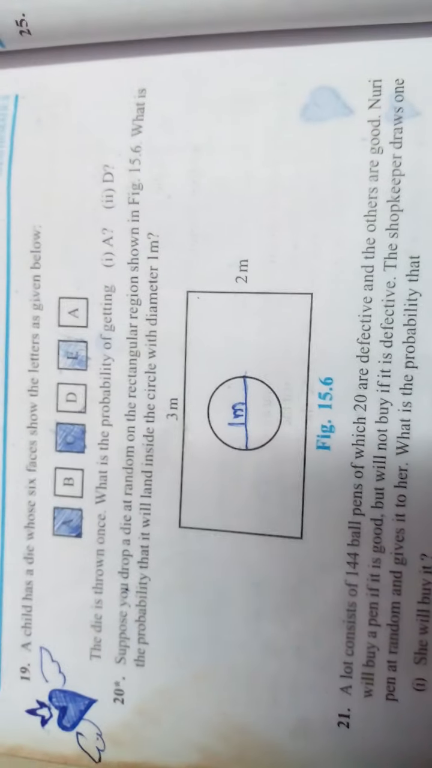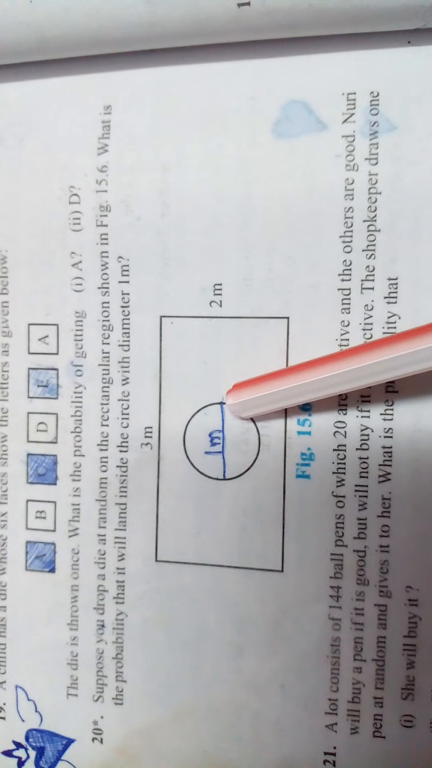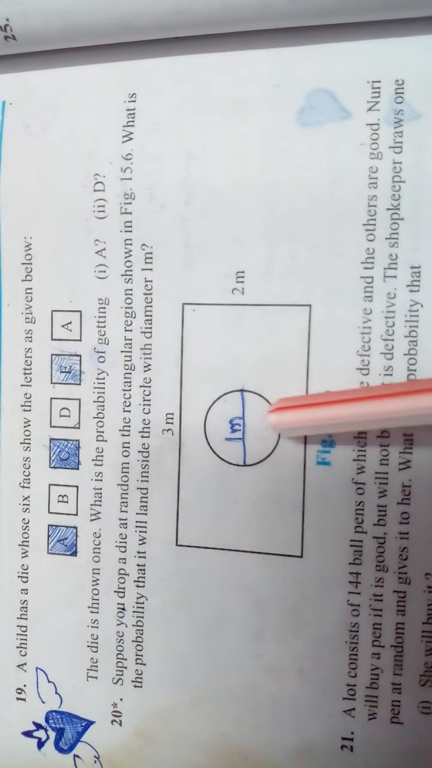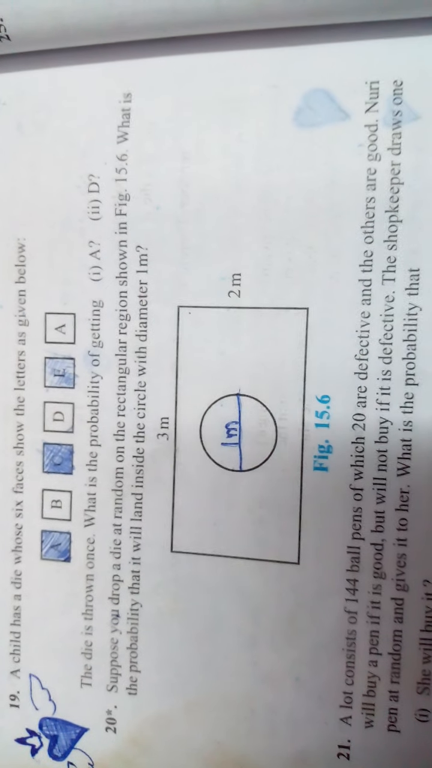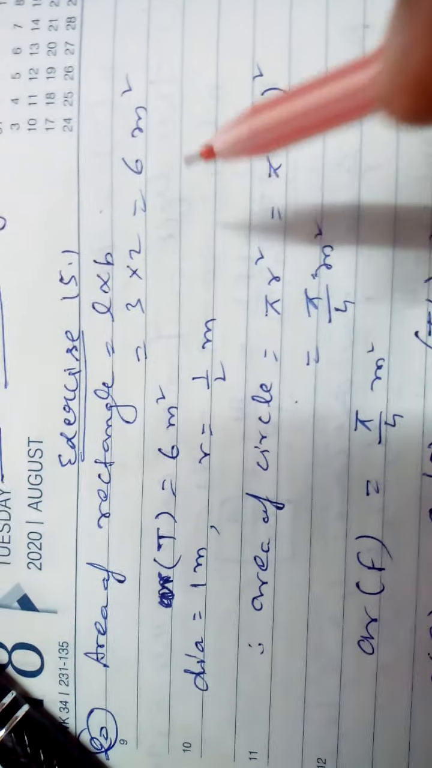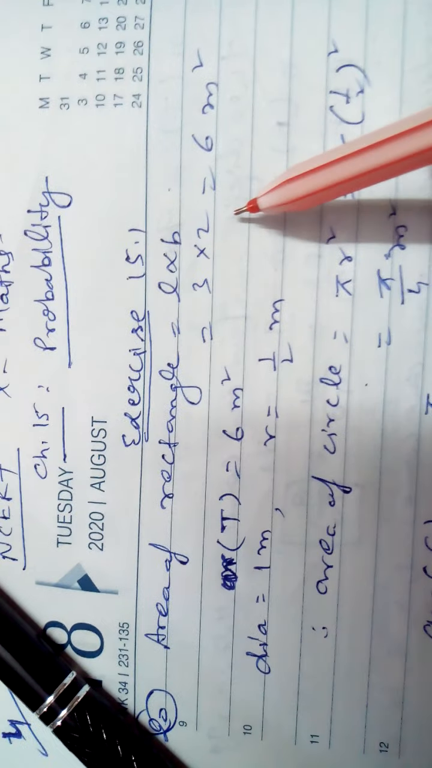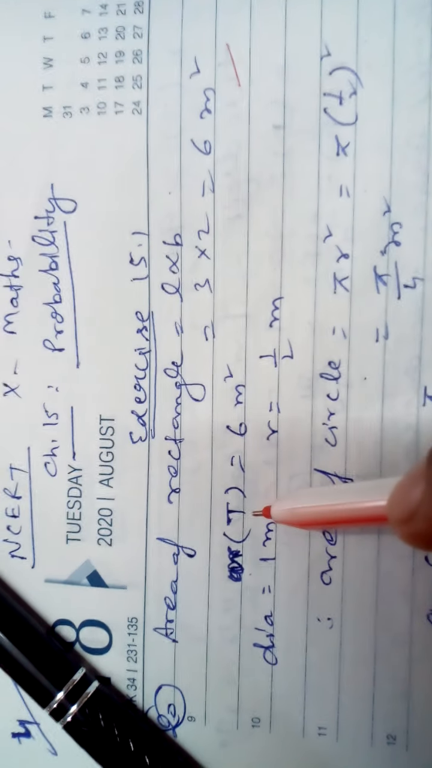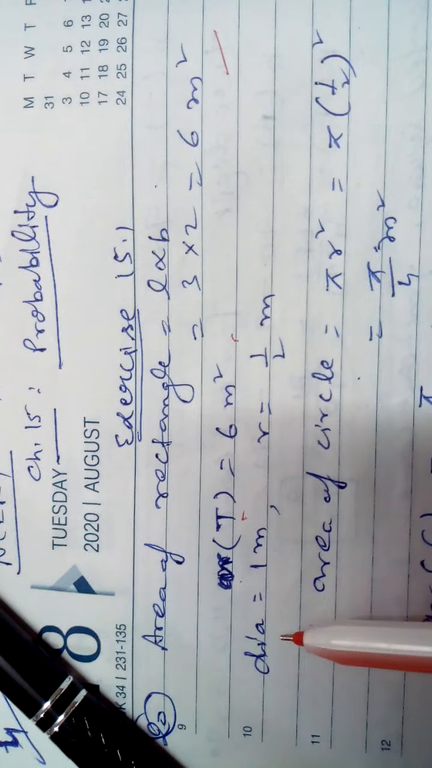In question number 20 it is given that there is a park in which there is a circle, and a die is dropped at random. What is the probability that it will be dropped into the circle? So it is again based on area. First of all we'll find the area of the rectangle, L into B, 3 into 2, 6 meter square. So the total area is 6 meter square.